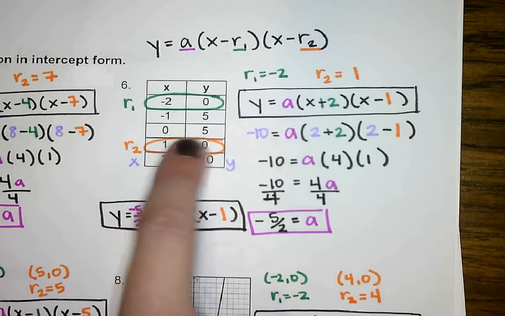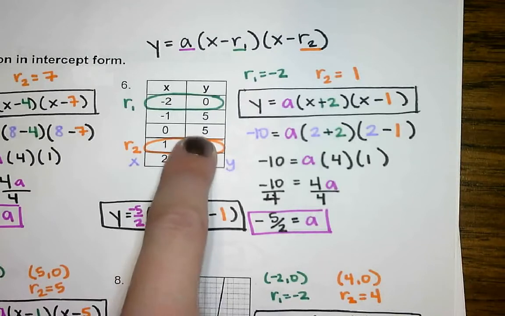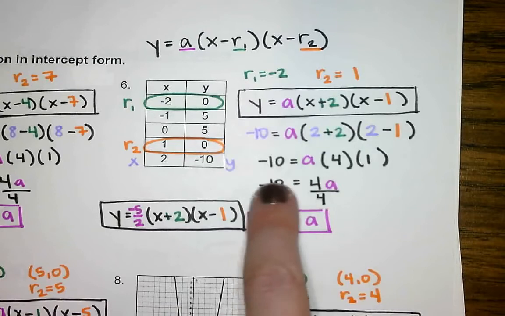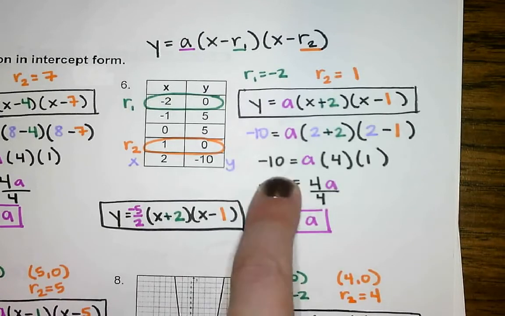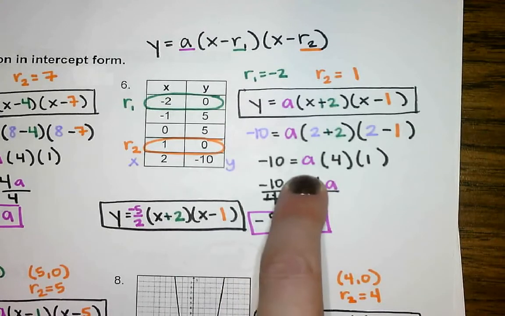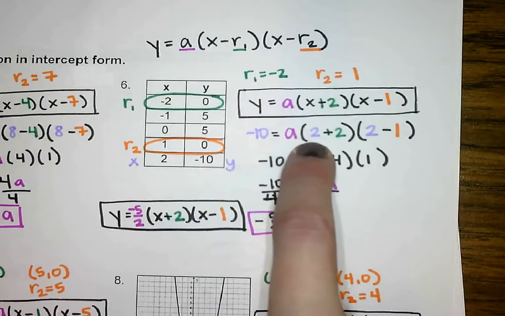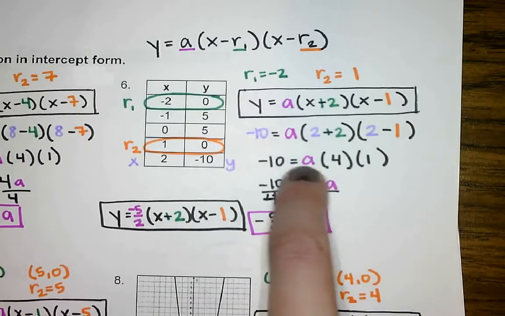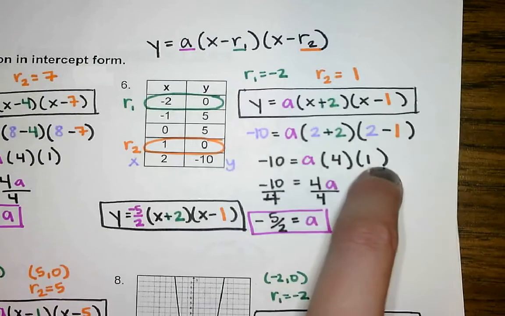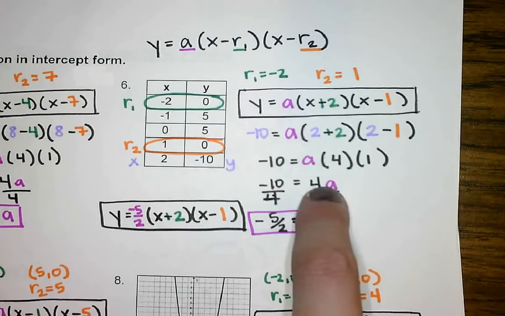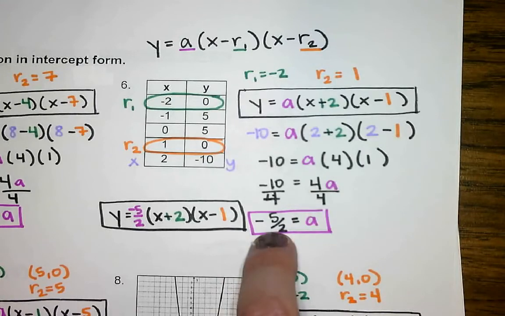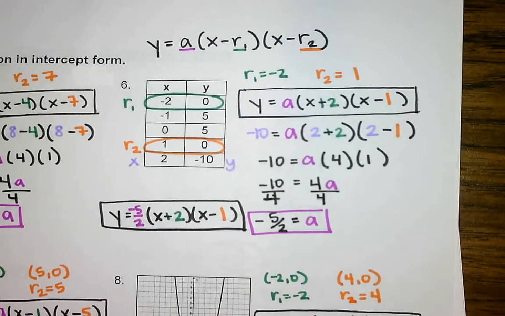So here we go. So I picked 2, negative 10. So we got negative 10, A, and then 2 plus 2 and 2 minus 1. So that was negative 10 equals A times 4 times 1. So negative 10 equals 4A. And then we divided both sides by 4. So we got negative 5 halves. If you picked a different point, you still would have gotten the exact same A value of negative 5 halves.